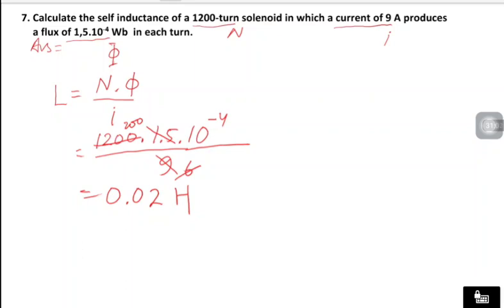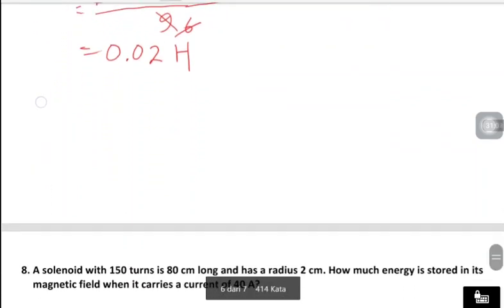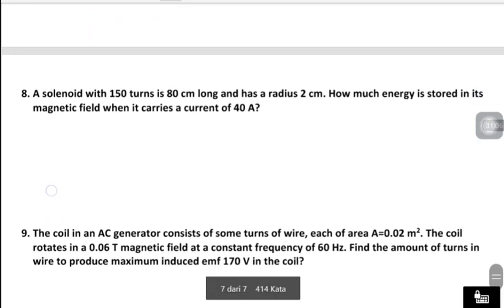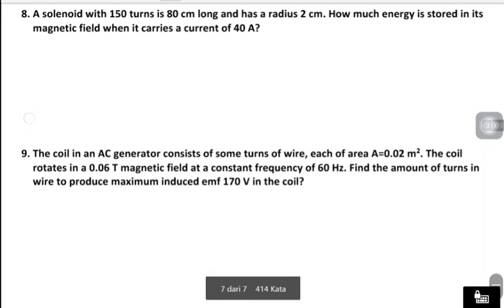Next, number 8. A solenoid with 150 turns is 80 cm long and has a radius 2 cm. How much energy is stored in its magnetic field when it carries a current of 40 ampere?